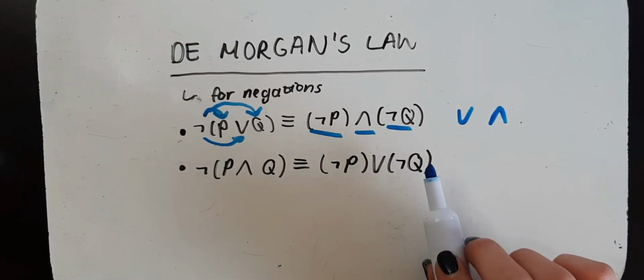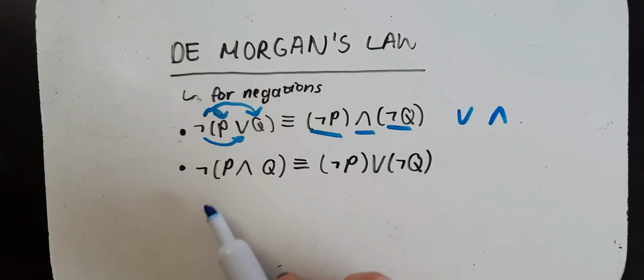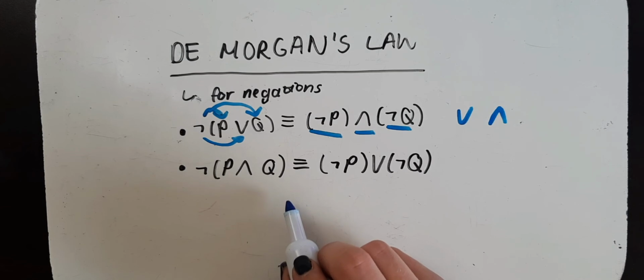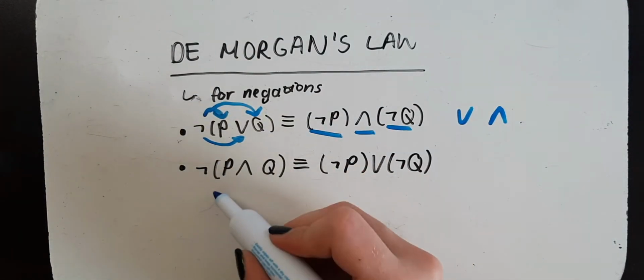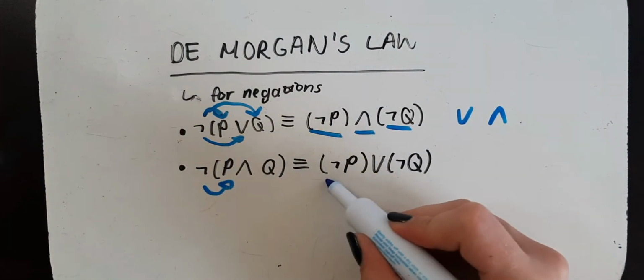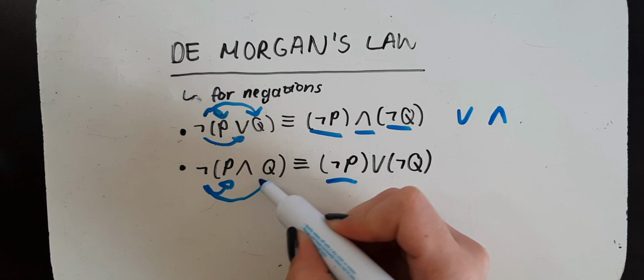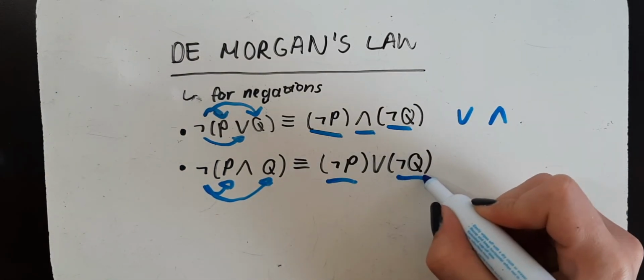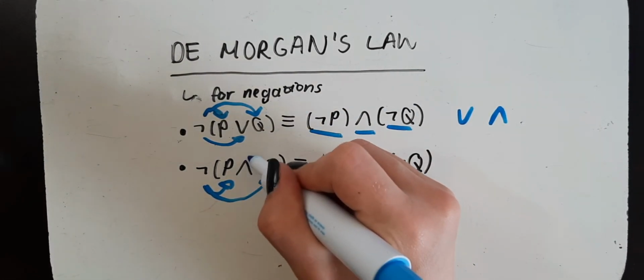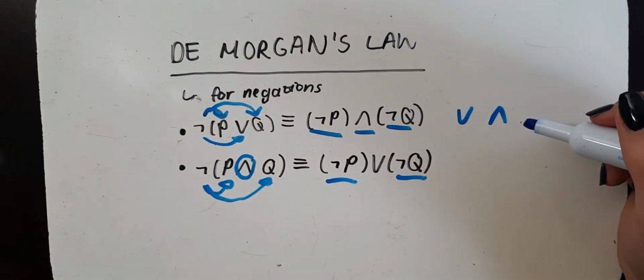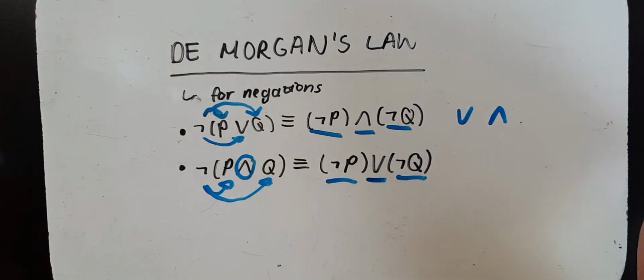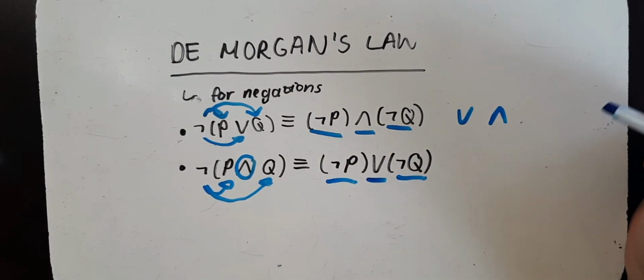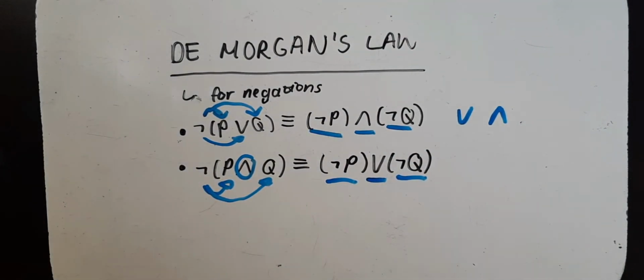Then we can do exactly the same for the negation of P and Q. So the negation with the P will become not P, the negation with the Q will become not Q, and the negation of your conjunction will be your disjunction. So it is as easy as that.